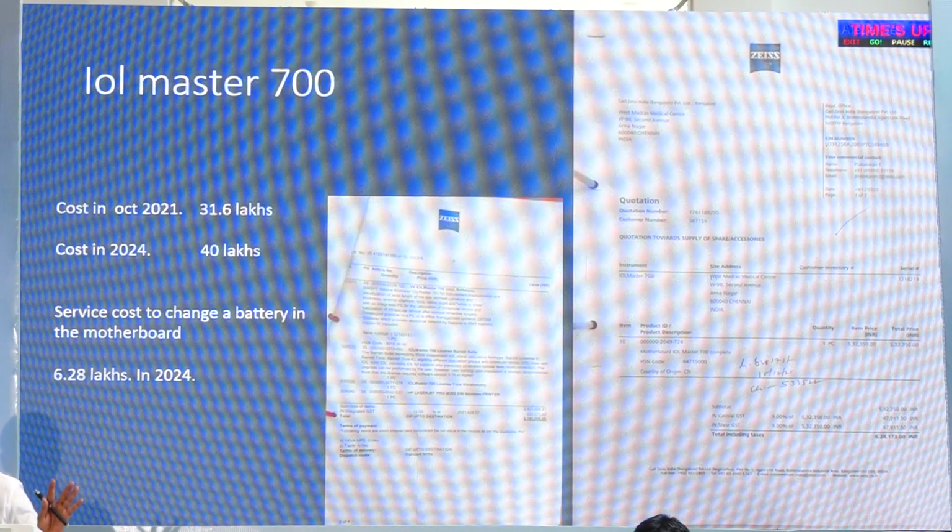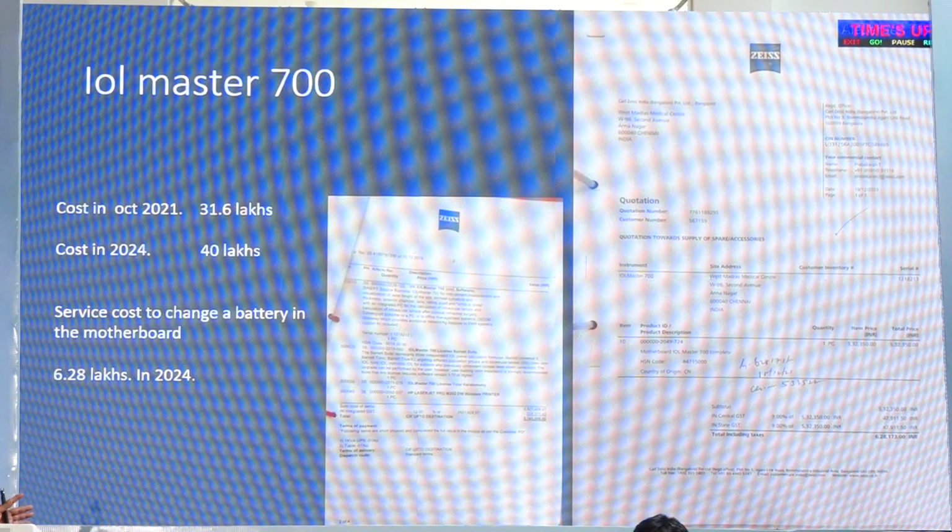All this comes at a cost. The IOL Master 700 before COVID cost us about 31 lakhs. Today he is listing it at 40 lakhs, in just a few years. A few months ago, it started giving the wrong date and he said he wants to change the battery.